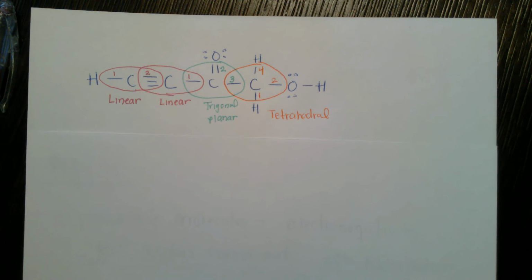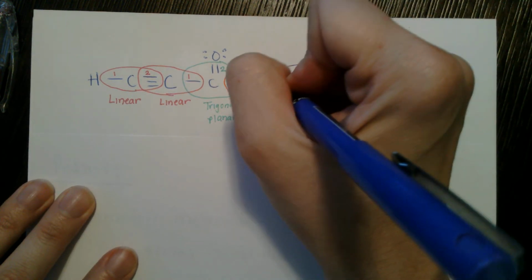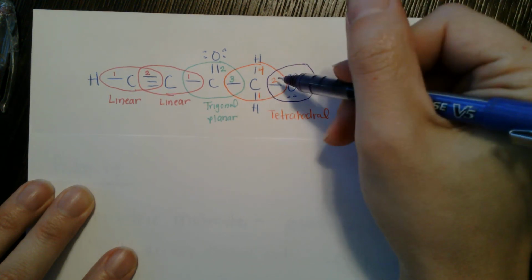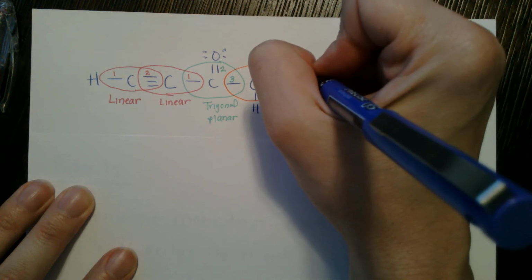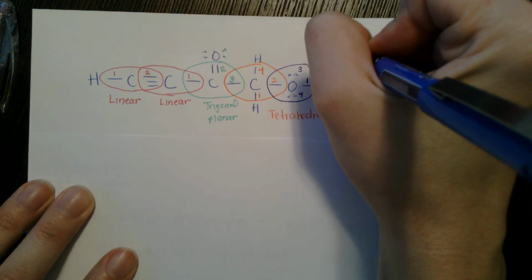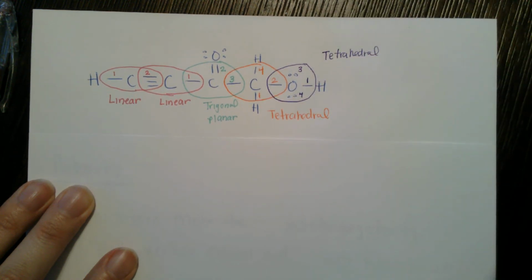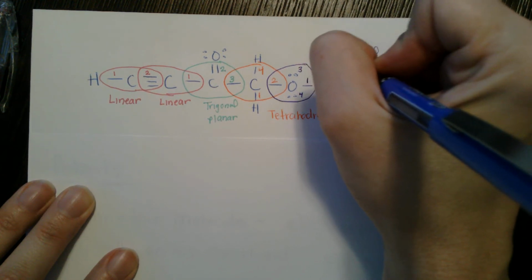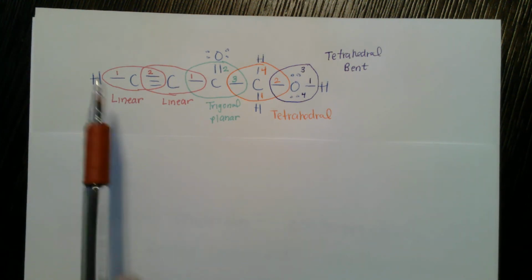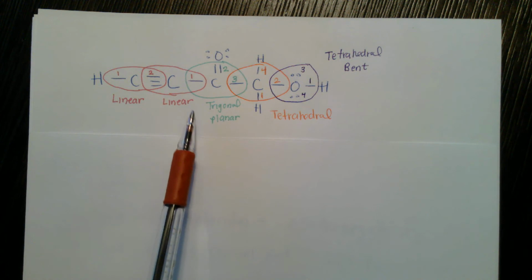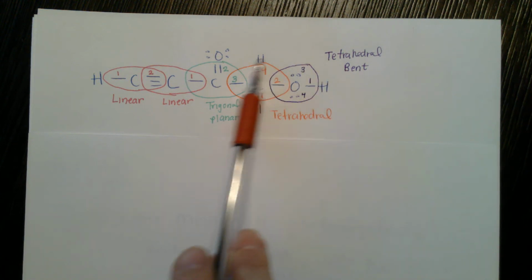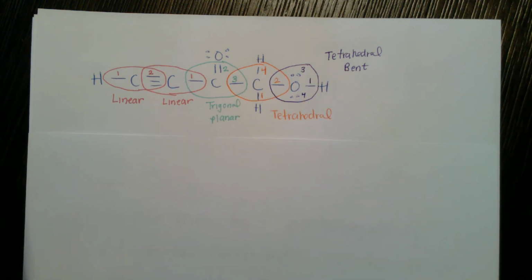And if we finally look at our last one, that oxygen, we have 1, 2 bonds, then we have 3 and 4 with lone pairs. So it's tetrahedral, but if we look at the molecular geometry, this one is bent. So if we look at this molecule, we have a portion that is linear, the middle section is trigonal planar in geometry, and the end of it is tetrahedral and bent in geometry.